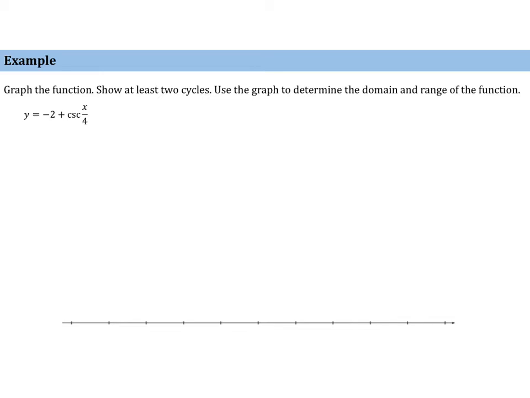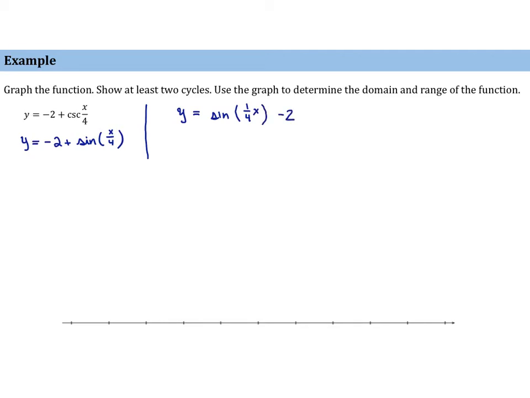So now let's look at a cosecant function. In this cosecant function, we will begin by graphing y equals negative 2 plus sine of x over 4. Now, maybe it would be best to rewrite that as sine of 1/4 x subtract 2.